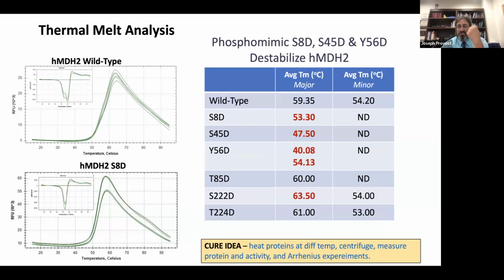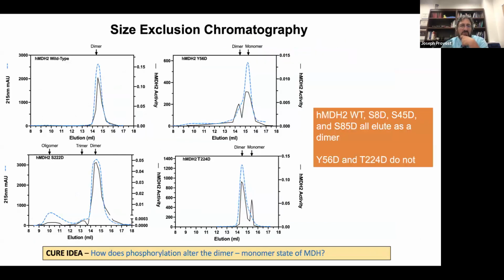And so, this is where we talk about doing Arrhenius equations, heating proteins at different temperatures, centrifuging down and looking how much protein's left, as well as activity, so you can see for structure if you don't have a 5-color fluorescent plate reader, or a PCR instrument, or a CD that you can use.